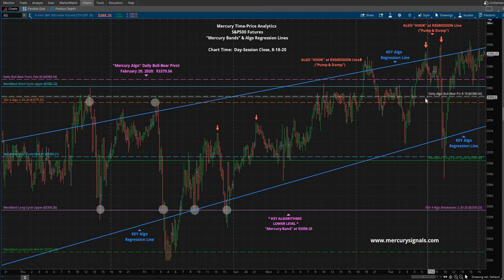But I can show you multiple algorithmic trades right here. Our daily algo bull bear pivot is the single most important price on the board every day. We run this algo about 2 hours before the market opens, before the day session opens. We get this out to our members around 8 o'clock in the morning, and it's real simple. You're long above, you're short below. So this is distributed to our members around 8 o'clock.